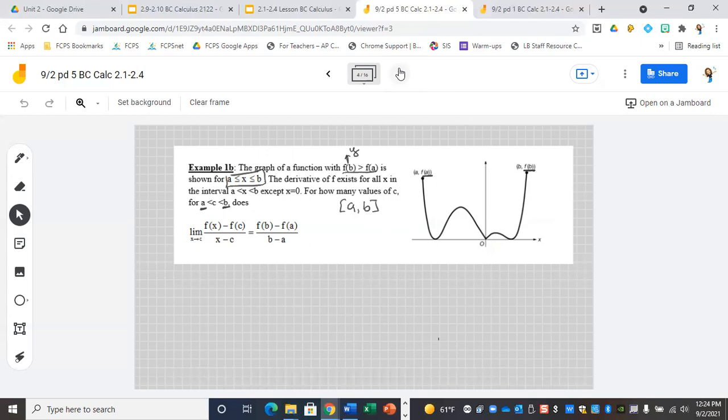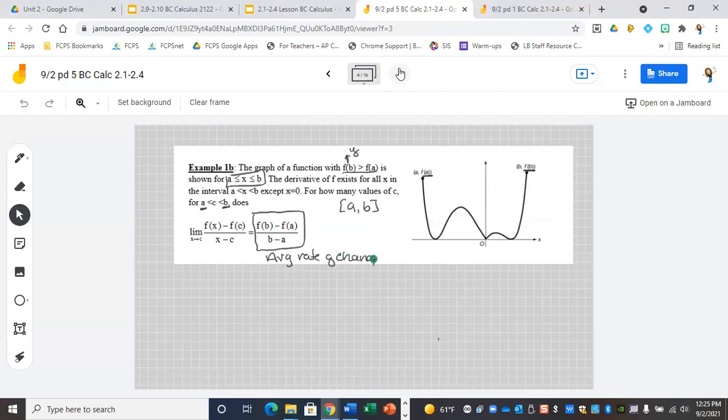Huh? What are they talking about? Well, what is this right here? We just had two examples. What does this part calculate? This part calculates your what? It's the average rate of change. So that tells me the average rate of change.